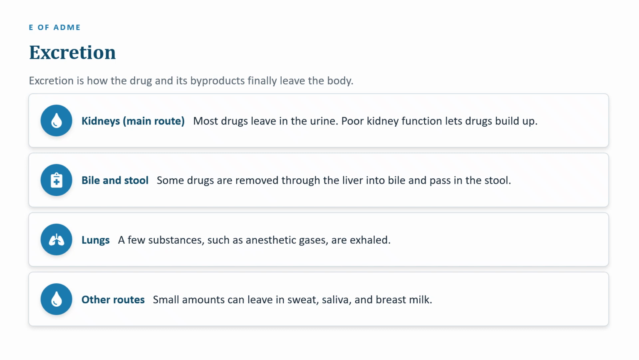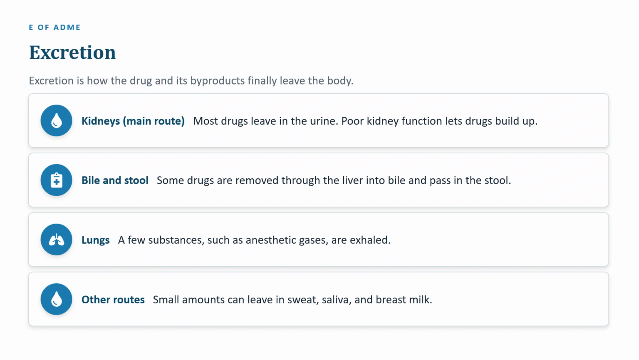The final stage is excretion, the letter E. Excretion is how the drug and the byproducts left over from metabolism finally leave the body. The star of this stage is the kidneys, which are the main route of excretion. Most drugs and their breakdown products are filtered out of the blood by the kidneys and leave the body in urine. This leads to a crucial clinical point.